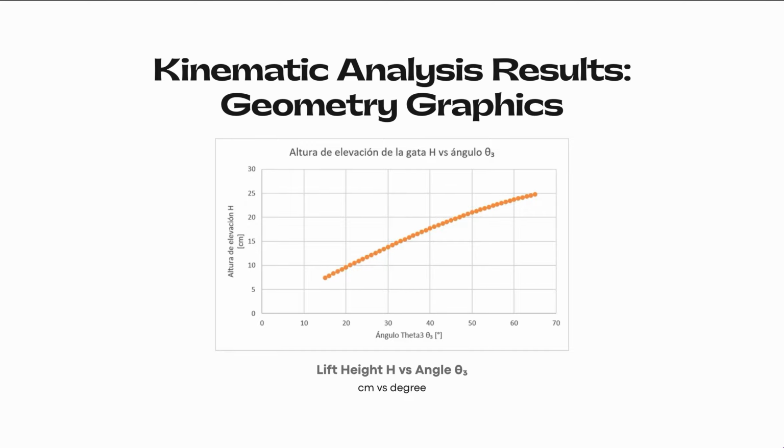Finally, this slide shows how the lift height h increases with angle theta3. The curve is non-linear, which is typical for scissor jack mechanisms. The jack starts close to the ground at low angles and reaches its full height at the maximum angle. The height increases at the beginning and gradually slows down at higher angles. This graph is the geometric foundation that supports all the kinematic results shown in the previous slides.